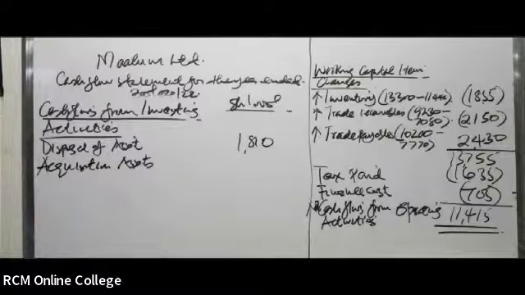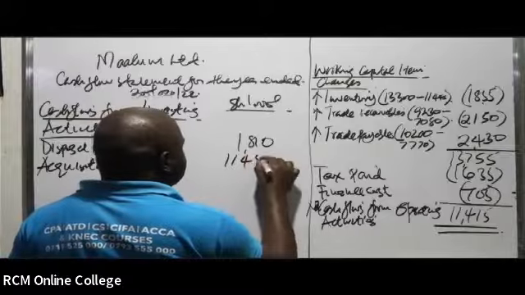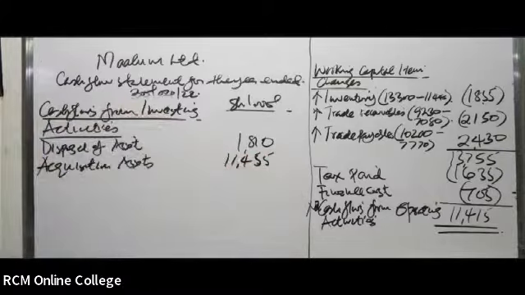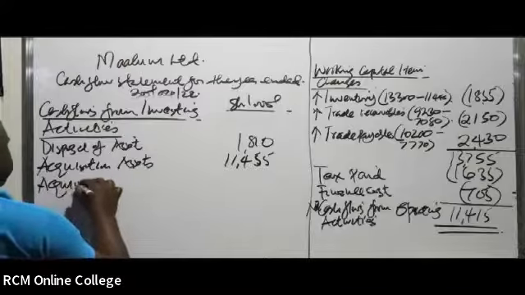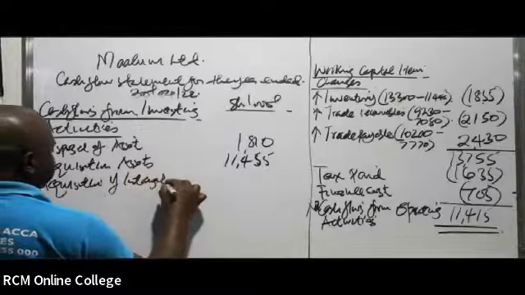I think you are getting 11,455. Then we have the acquisition of intangible assets.